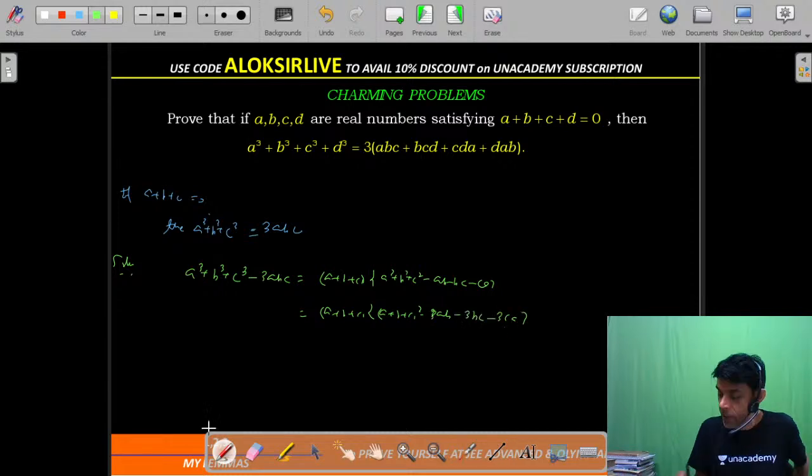Why am I doing it? Because given a plus b plus c is negative d, right? So I can put it here. So I'll get a cube plus b cube plus c cube minus 3abc equals, a plus b plus c is negative of d.